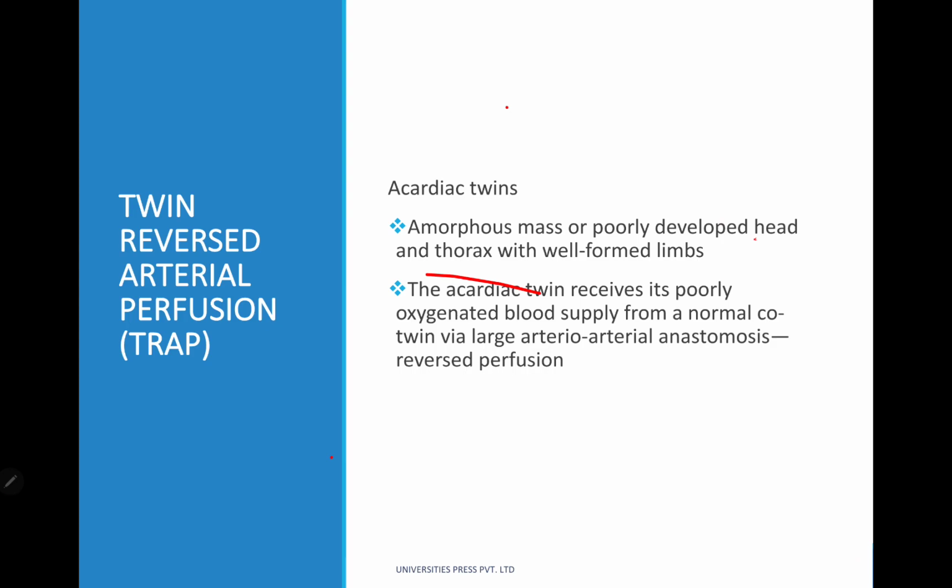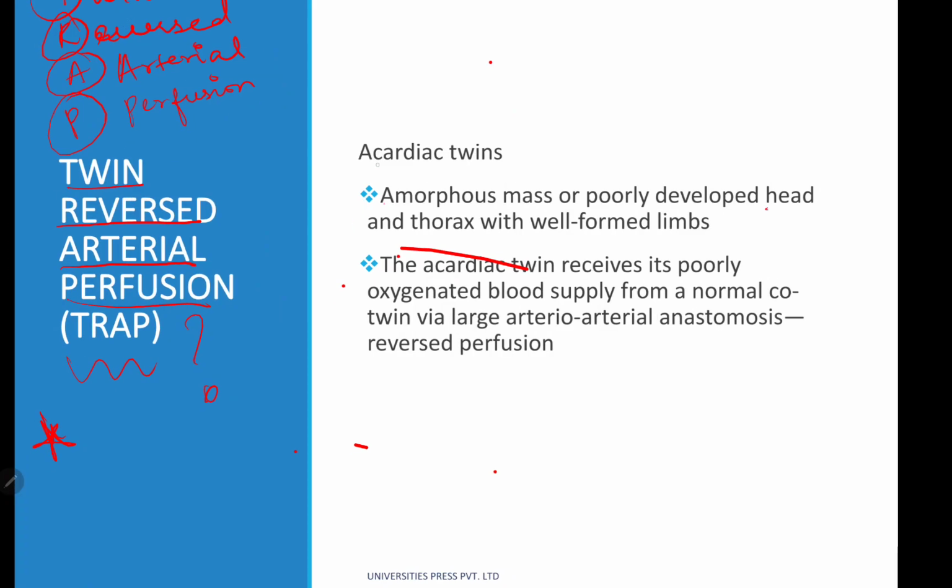Now what is TRAP? Very, very important question. What is TRAP? TRAP stands for twin reversed arterial perfusion. T for twin, R for reversed, A for arterial and P for perfusion. So TRAP stands for twin reversed arterial perfusion. It occurs in acardiac twins.